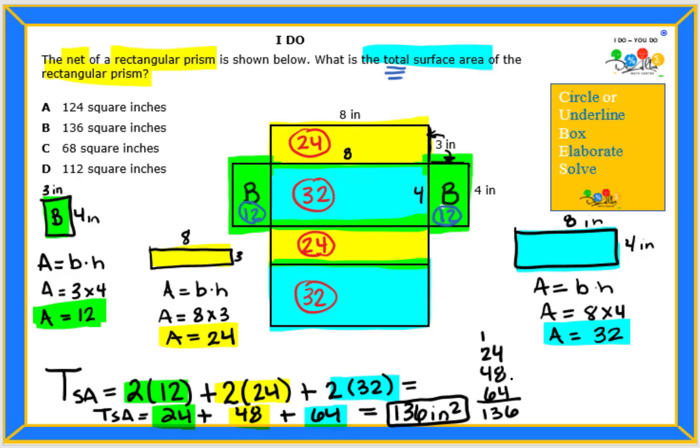The total surface area is 136 square inches. So our answer is B. The total surface area of the rectangular prism is 136 square inches.